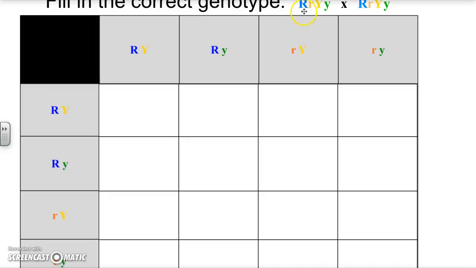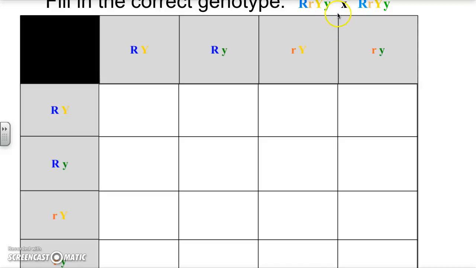The R's stand for the shape of the individual, and the Y's stand for the color, as we described previously. The capital R stands for a round pea, and the lowercase r stands for a wrinkled pea. So, to complete this cross, first you're going to distribute all combinations of one parent across the top. So you're going to take the capital R with the capital Y and put that here. The capital R with the lowercase y, put that here. Lowercase r with the capital Y goes here. And the lowercase r and the lowercase y go here.